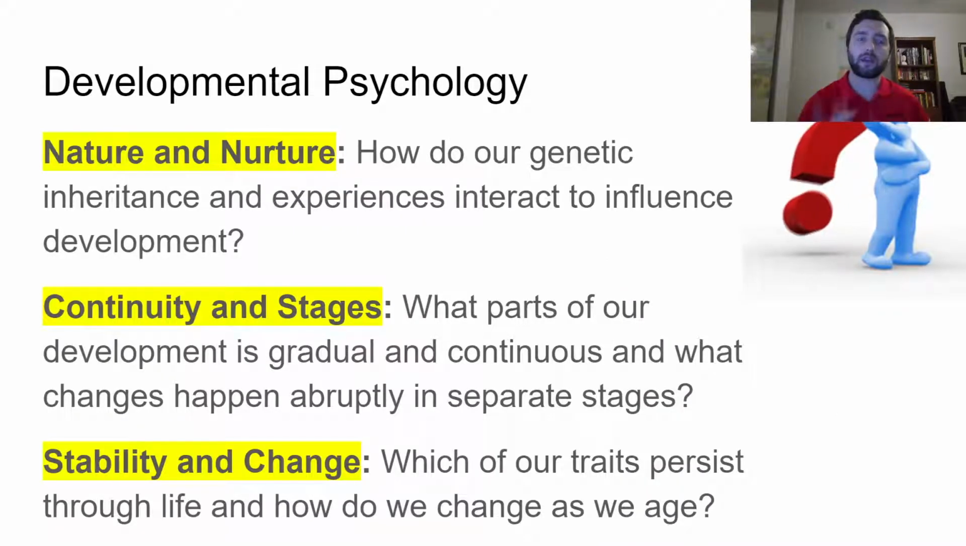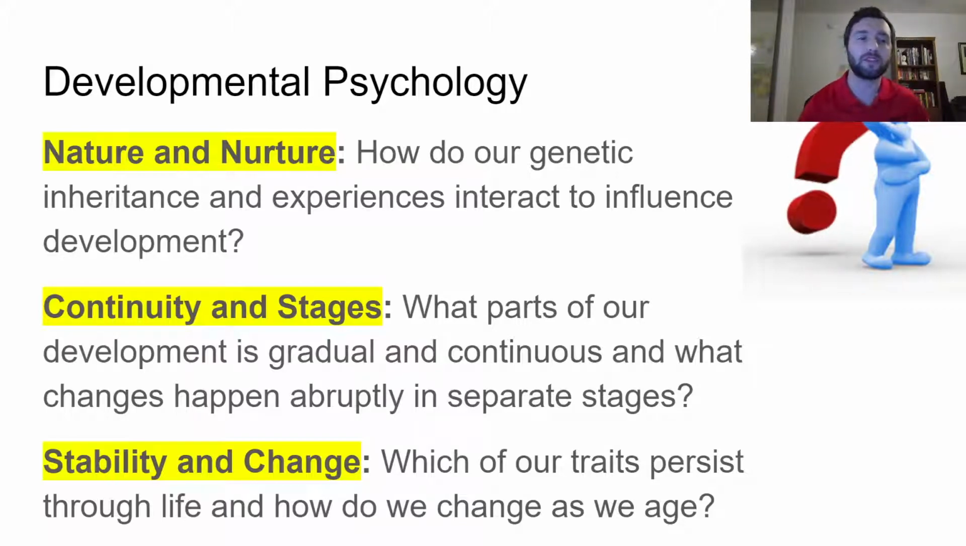So, delving a little deeper into these three questions. The first one, nature versus nurture, we've already talked about quite a bit in this class. But the basic question is, how do our genetic inheritance and experiences interact to influence development? What things come from our genetics, what things come from our experiences, what things are a combination, and how do they interact with one another and then influence us in a million different ways.